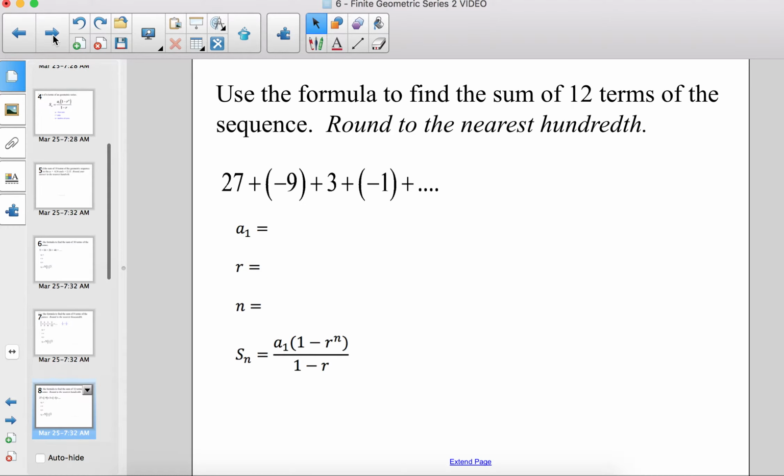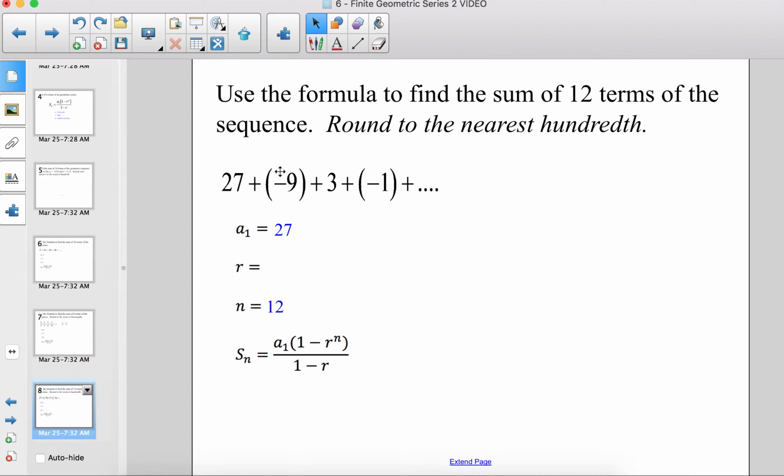All right, here's another one. Same exact thing. We're finding 12 terms. Let's start with that this time. 12. Right there, it tells us. The first term is 27. The ratio, okay, a little bit trickier this time, but I'm going to try to do it in my head.